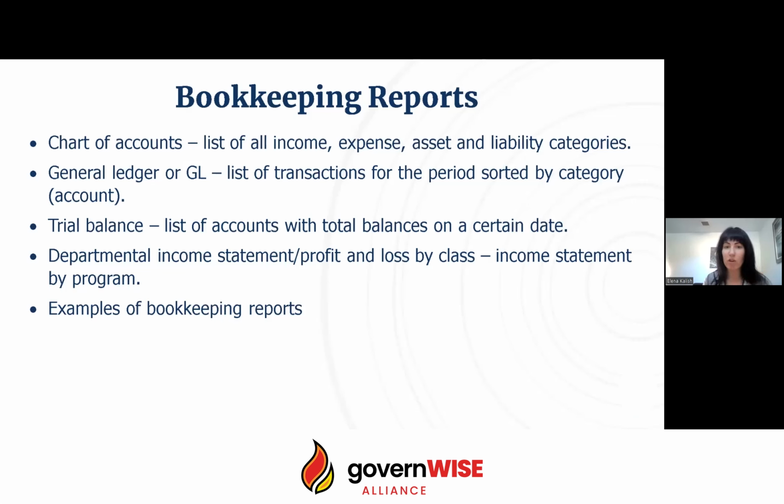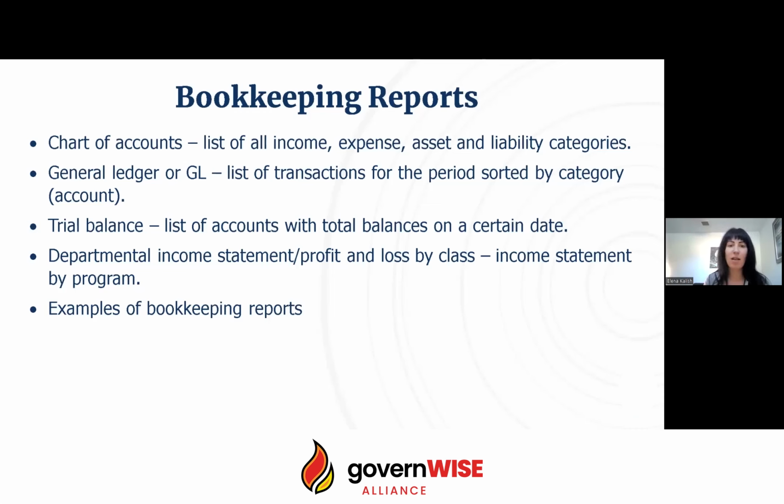So every category in our system is called an account. Chart of accounts is going to list all of them. Next one is general ledger or GL. So whenever you hear GL, it's not a magic word. This is what it's talking about. And this is a list of transactions for the period sorted by category or account, right?